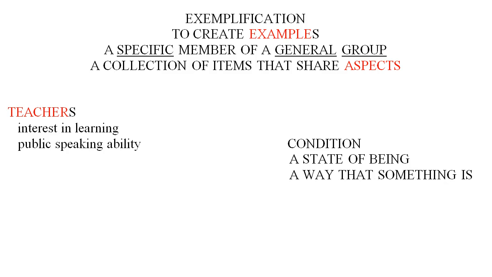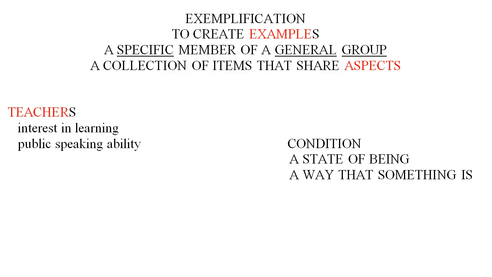I have other aspects, of course, but I don't share these aspects necessarily with the group, so I don't mention them. They wouldn't help my reader understand my example. What I want my reader to know is that by looking at me, a reader can more easily understand what a teacher is. Now, you might have noticed when I said a minute ago that part of an example's job is to explain a condition. By that word, I mean a state of being, or a way that something is.